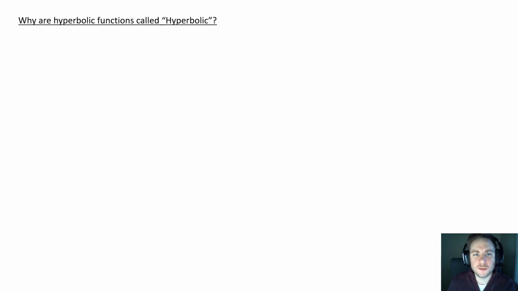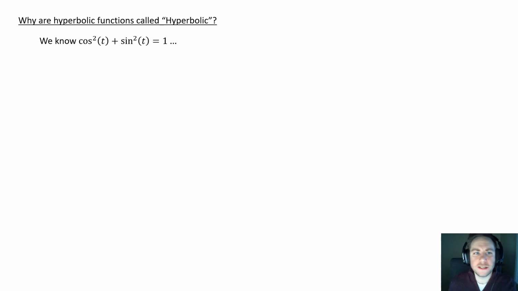So hopefully this gives you at least a vague sense of why hyperbolic functions are named after trig functions. But why do we call them hyperbolic? Where does that word come from? Well, the reason for that again has to do with this trig identity.